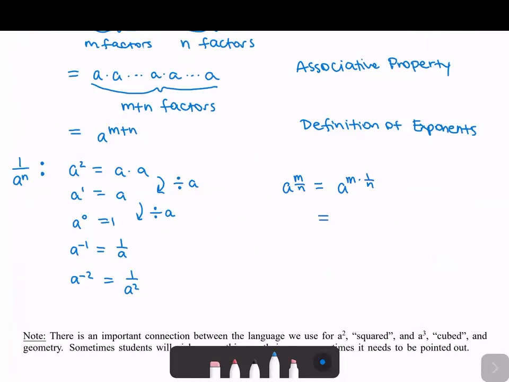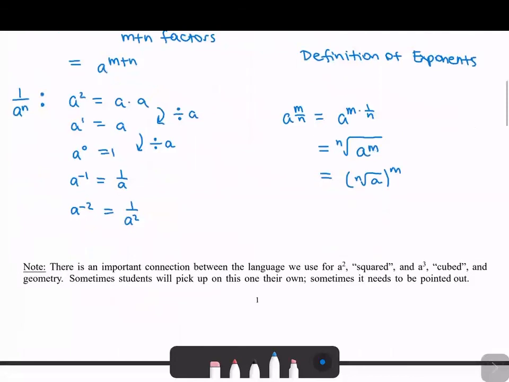If we raise it to the m first, then this is the nth root of a to the m. But if we do the nth root first, this is the nth root of a to the m. These are both the same because of the associative property of multiplication, that it doesn't matter if we do the m first or the 1 over n first. So this is a definition, not necessarily a property, so you don't need to know how to justify it. And you can do these in any order because of the associative property of multiplication.